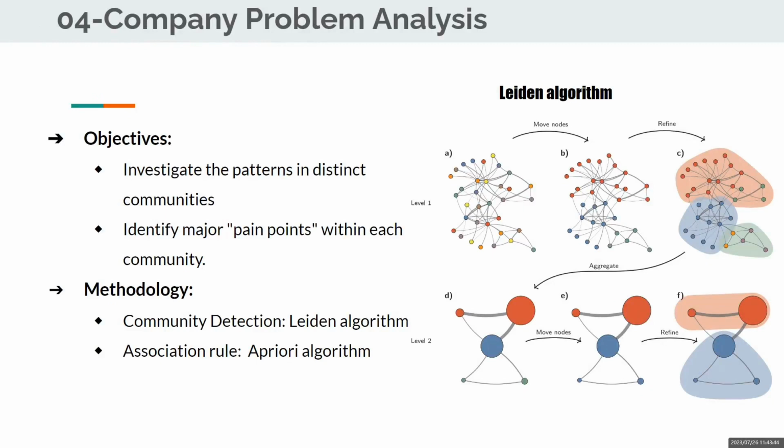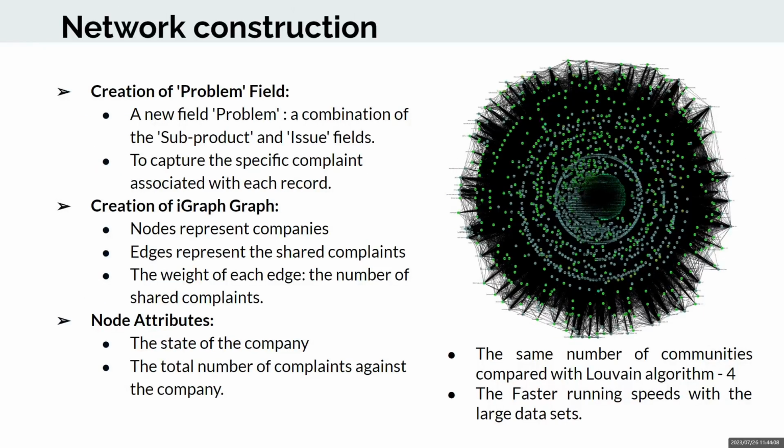The next part is about the company problem analysis, which mainly investigates the patterns and identifies major pain points within each community. For the community detection, I applied the Leiden algorithm, and then Apriori is utilized for frequent itemset mining and association rule learning. For the network construction, firstly, I create a new field named problem, which is a combination of the sub-product and issue fields to capture the specific complaint, and then I calculate the shared complaints to understand the similarity between companies.